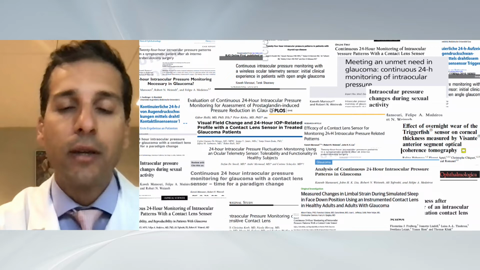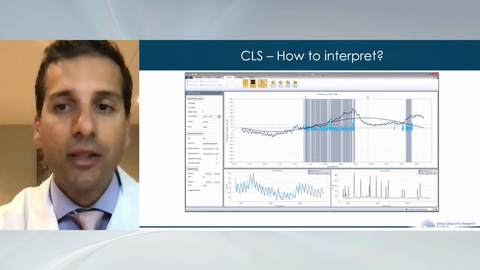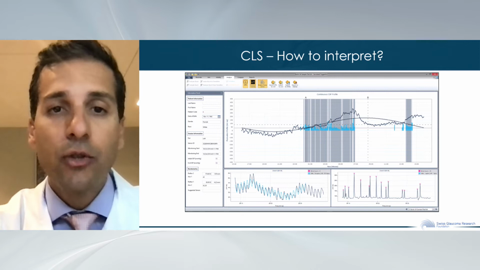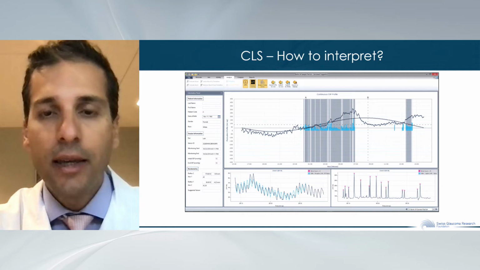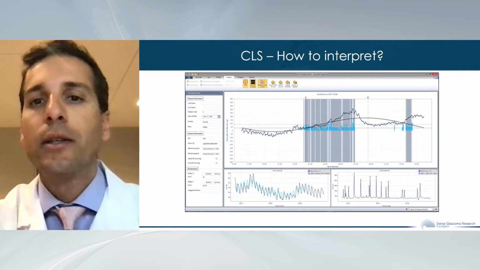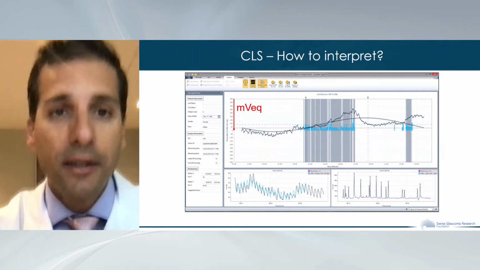We could show that the device is safe, it's reproducible, but the problem was that the measurements are presented in millivolt equivalents. So if you look at this slide, the y-axis doesn't give you millimeters of mercury, but those arbitrary units. However, the measurements, and this is a 24-hour measurement, are useful in the sense that they show you how unstable IOP can be throughout the day in a single patient's eye, and when the highest values occur, usually at nighttime, as you can see here. However, we could not really translate that into millimeter mercury equivalents.